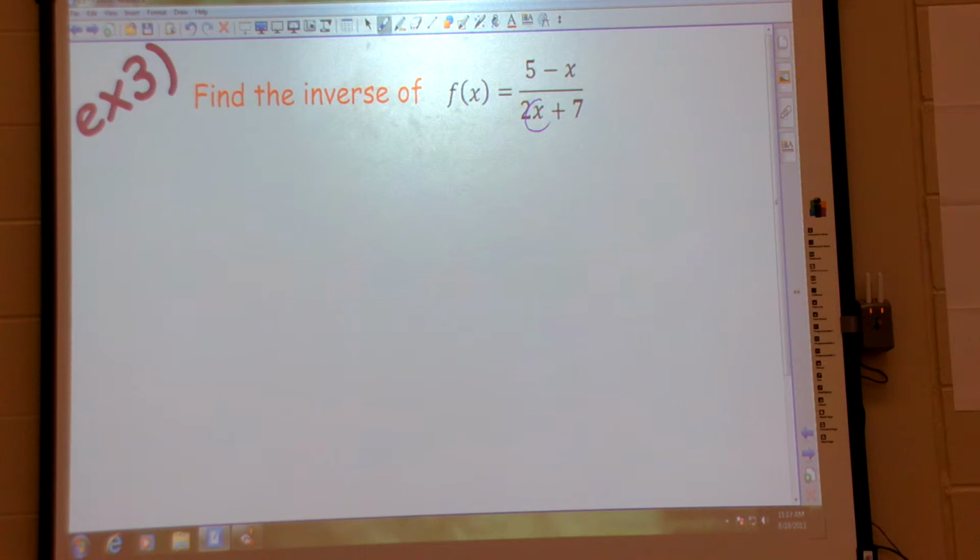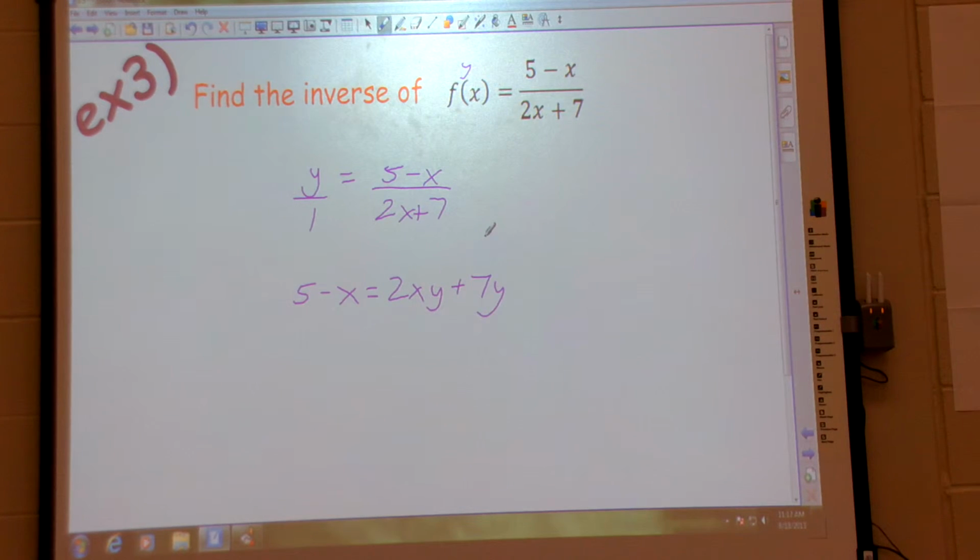Notice I have 2 x's. Whenever you have 2 x's or if you have an x on the denominator, you cannot do an arrow diagram. You have to use this process. So let's bring it back. I'm going to replace that with y. So I have y equals (5 minus x) over (2x plus 7). I'm going to put it over 1 and cross multiply. So I get 5 minus x. And go ahead and distribute your y. I think we're big enough kids we can do that without messing up.